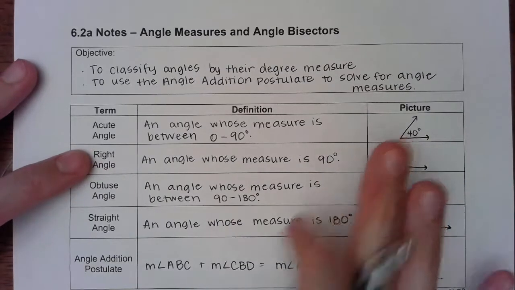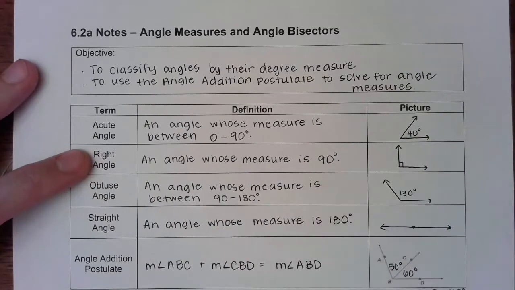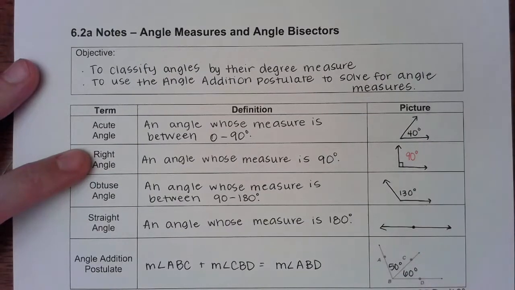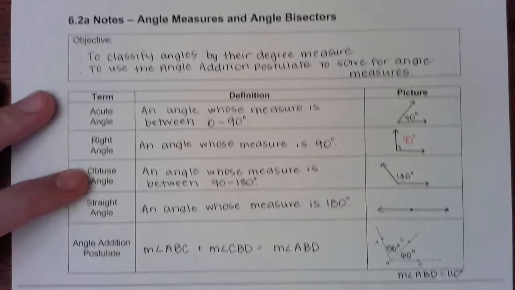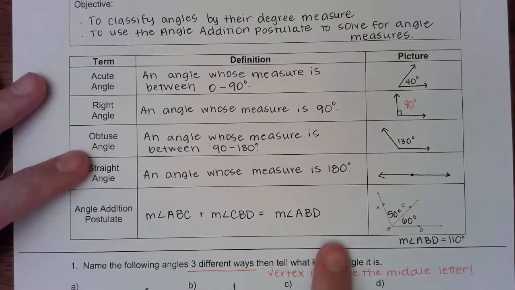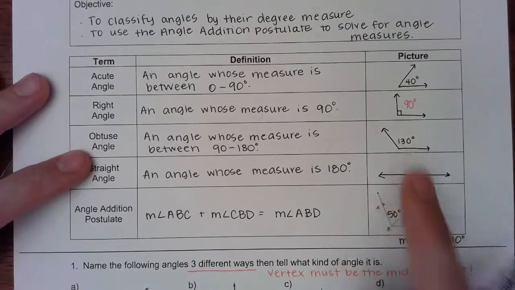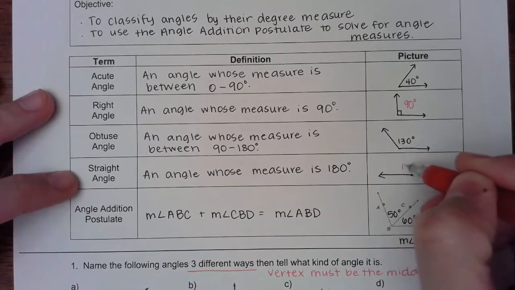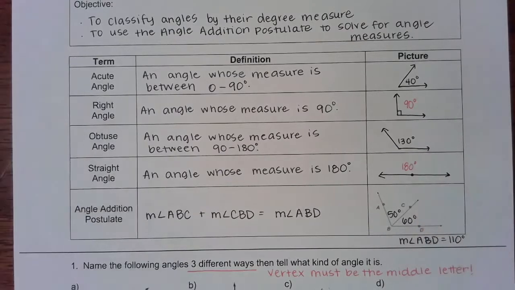0. A right angle is exactly 90 degrees, and remember that you can tell that it's 90 degrees because the little box will often be drawn in the corner. Obtuse is between 90 and 180, so a 130-degree angle would count as an obtuse angle. And then a straight angle is an angle whose measure is 180 degrees. Sometimes it's hard to tell if something's a straight angle because it looks like a straight line.